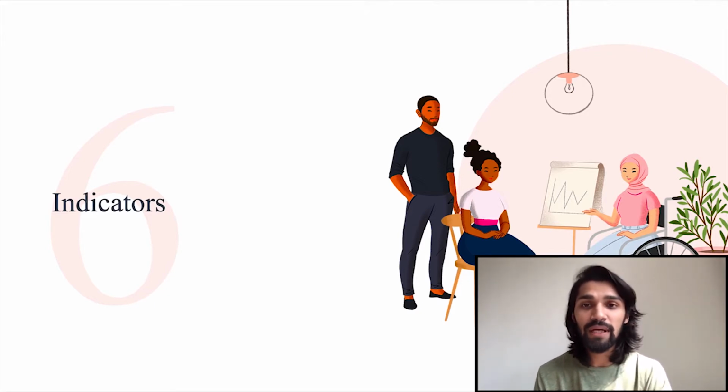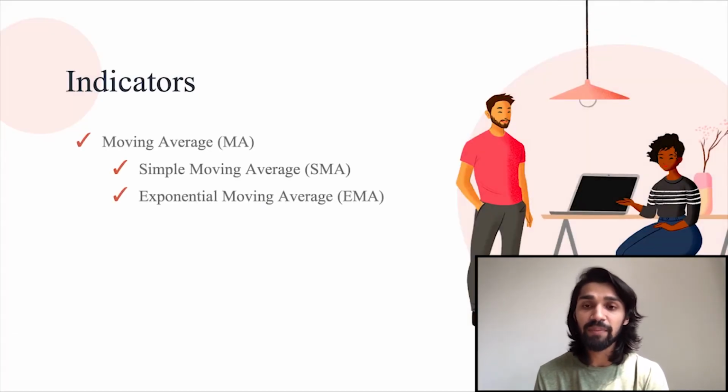So in this video, we are going to learn about two indicators. The first one would be moving average, and moving average can be of two types, simple moving average or the exponential moving average. And the next indicator that we are going to learn about is RSI, or the relative strength index.